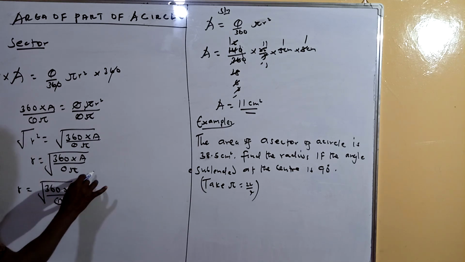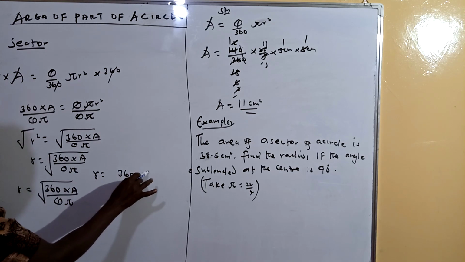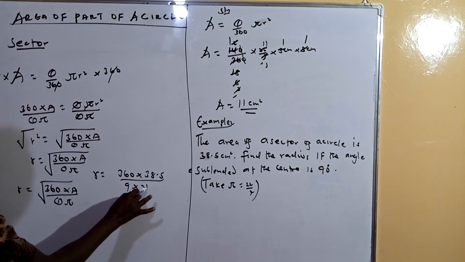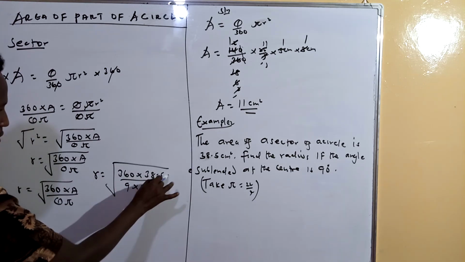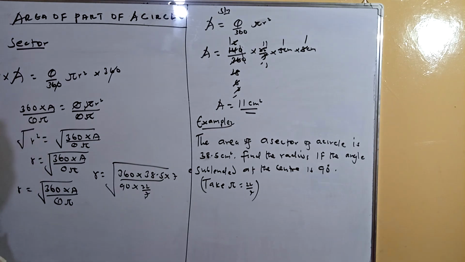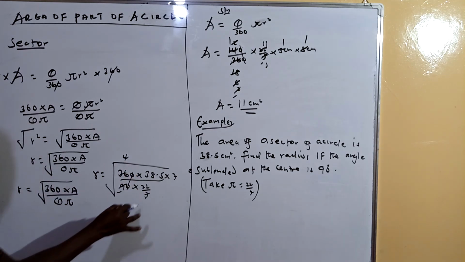Now the question here is, do you know division and square root? So we can say r is equal to the root of 360 times the area, which is 8.5, all over theta times by. Then take this one up times 7. Remember this is 90, not 9. This is 90 degrees.